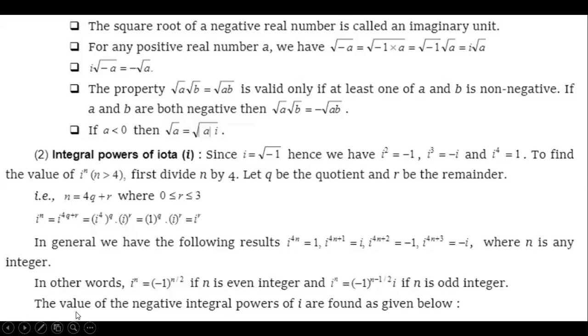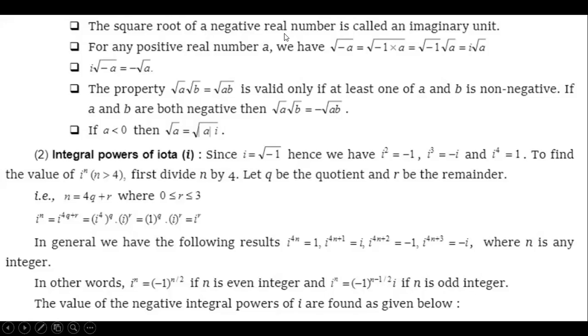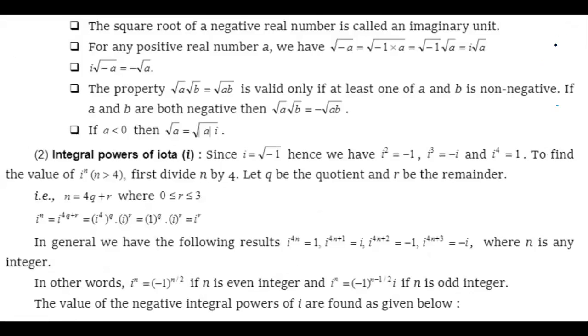Next. The square root of a negative real number is called imaginary unit. Root of minus 1, that is called what? Imaginary unit. Next point, see. For any positive real number a, we should write like this only: root of minus a means the answer is i into root a. These are very easy. We can check it like this.